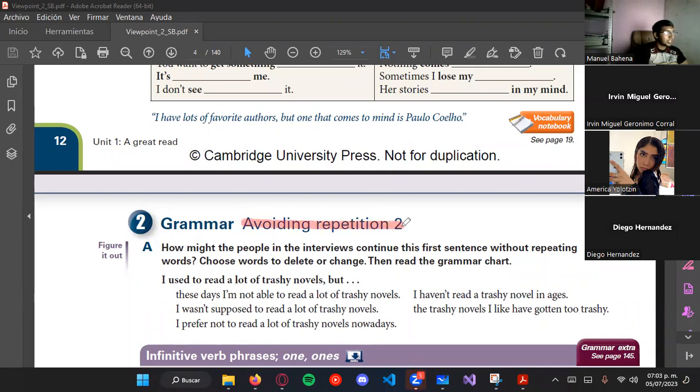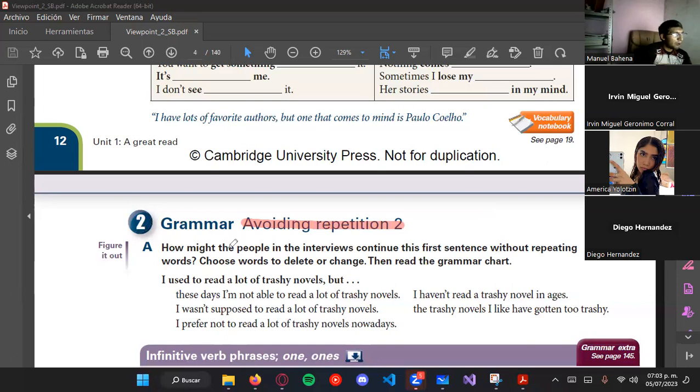Avoiding repetition number 2. Okay, we're going to learn another way to avoid repeating ourselves, avoid saying the same exact words again and again, so we don't sound repetitive. We need to avoid that, especially when we are speaking. We have to try to repeat ourselves the least possible. So let's see, how are we going to do that?